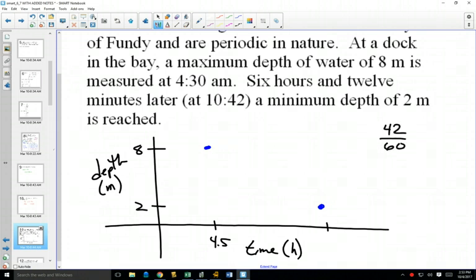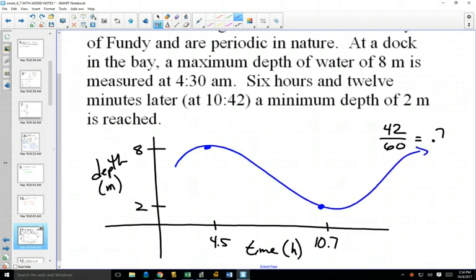42 out of 60 is equal to 0.7. And so you're saying because of that, this should be 10.7. Now, why would we do 42 out of 60? Because there's 60 minutes in an hour. And so this is the fraction of the hour. You did that with 30, but it was so easy because it was half an hour, right? 42 minutes, not as easy. And so we have those 2 points. And that's all you need. We have enough information to create our graph. In fact, it's going to look like this and keep on going.